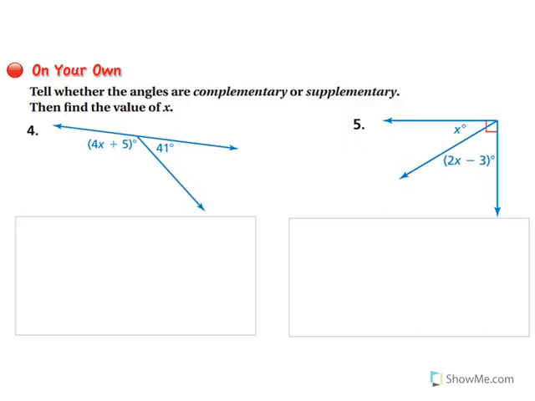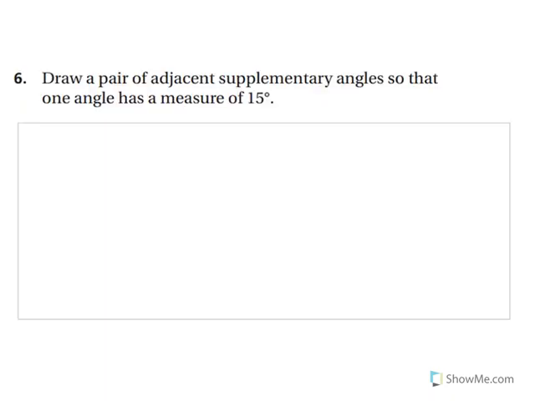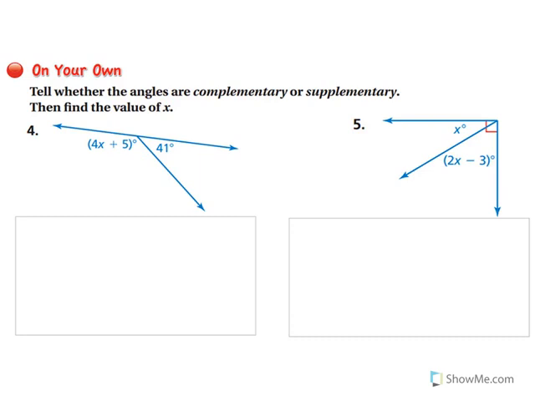So for number 4 and 5, you're going to tell whether the angles are complementary or supplementary. Then find the value of x, and then you're going to draw a pair of adjacent supplementary angles so that one angle has a measure of 15 degrees. And again, we'll check that one in class. Okay? So head back over here. You guys take a moment and do these problems.